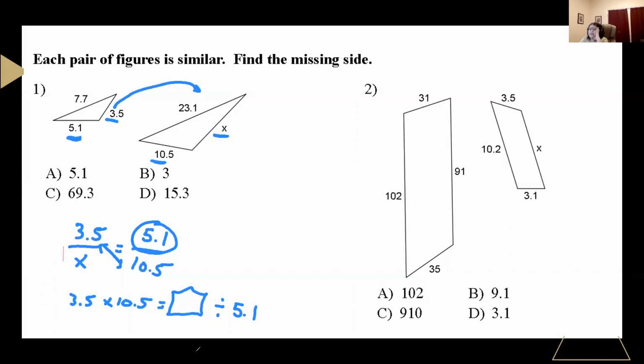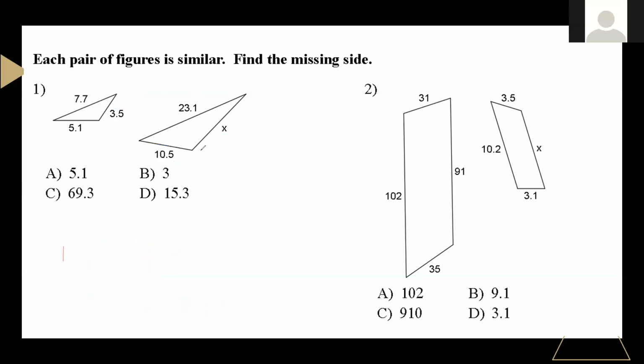Oh, I think they turned this a little bit. I think this 10.5 actually matches up with the 3.5. Yeah, and oh, yeah, I see it now. The other one, 5.1, is with the x. They turned it on us. Yeah, we did it wrong. This one, x actually matches up with 5.1.